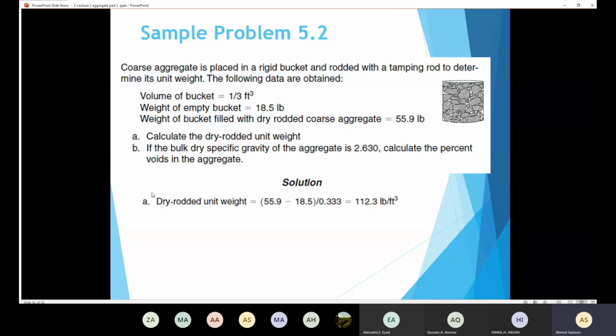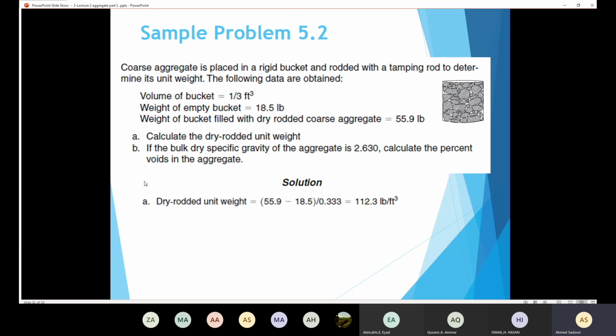So we are going to say that the dry rodded unit weight is going to be the weight of the solid, and the weight of the solid in this case is going to be this value minus that value, because I need only the weight of the solid. This one is the weight of the solid plus the bucket, and this one is the weight of the empty bucket. So this one minus that one is going to give me WS, and the volume of the bucket is given here. So this one over that one is going to give me the bulk unit weight, but this time it should be a dry rodded unit weight.